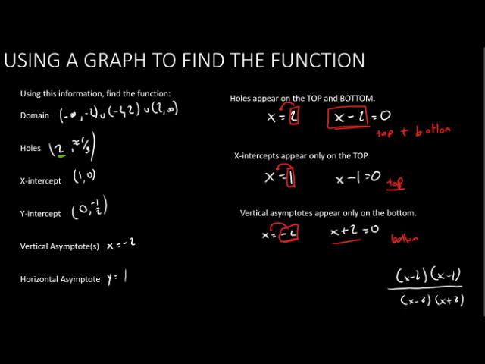Now we've done most of the work, but there's one piece of information that we have not dealt with. That's the leading coefficient, which I'm going to call a. We're going to have to use one other piece of information to solve for a. We've looked at the holes, the x-intercept, and the vertical asymptotes. We can use either the horizontal asymptote or the y-intercept to figure out the value of a. We'll talk about ways you can find a on the next slide.